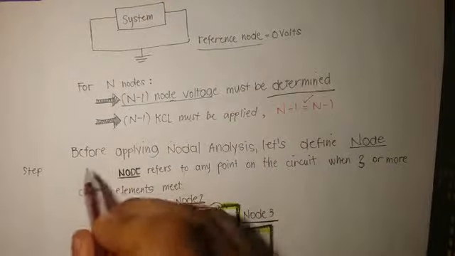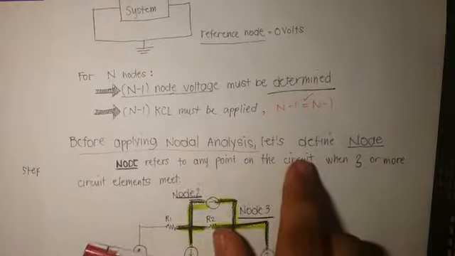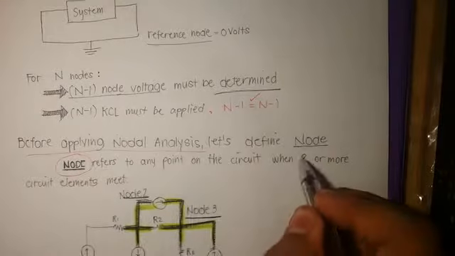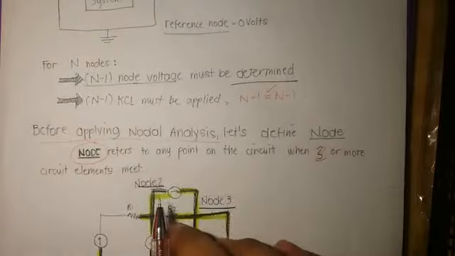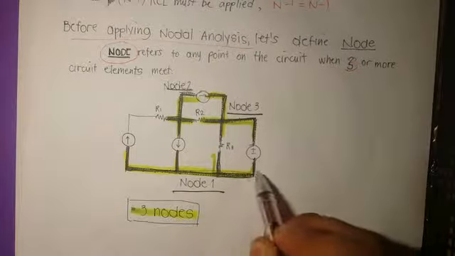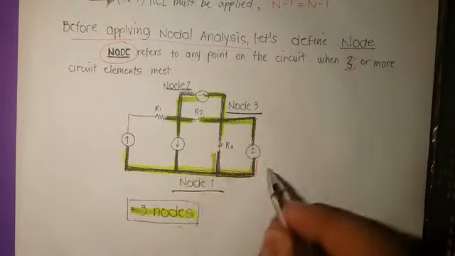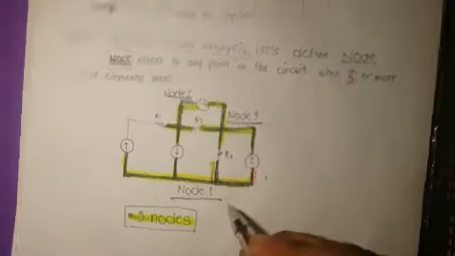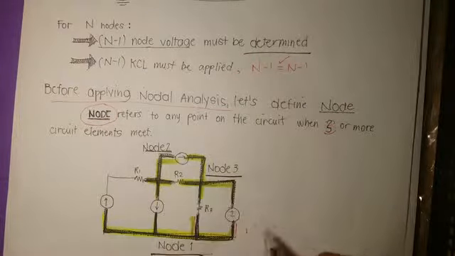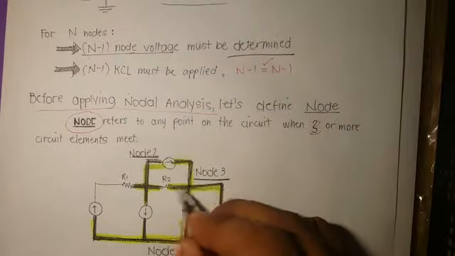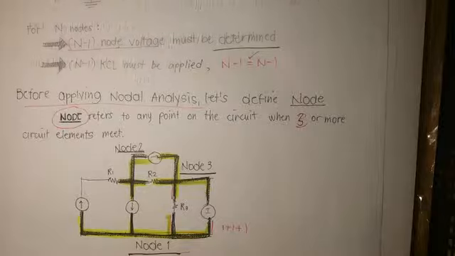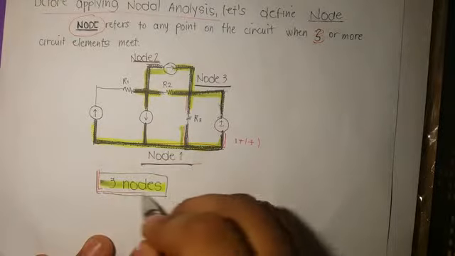But before applying nodal analysis, let us define node. A node refers to any point in the circuit where 3 or more circuit elements meet. For example, in this circuit, this is node 1, then node 2 where 4 elements meet, and the third node, which is node 3. So the total is 1 plus 1 plus 1, equal to 3 nodes.